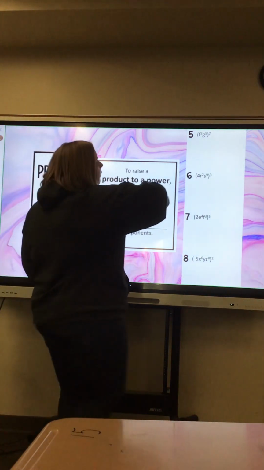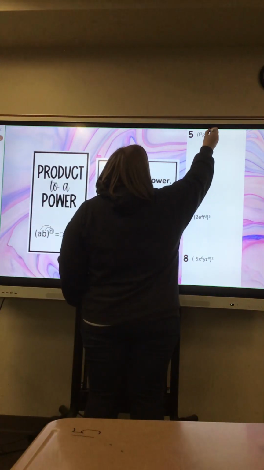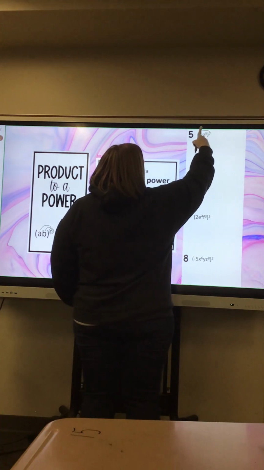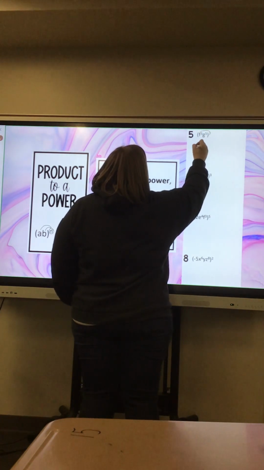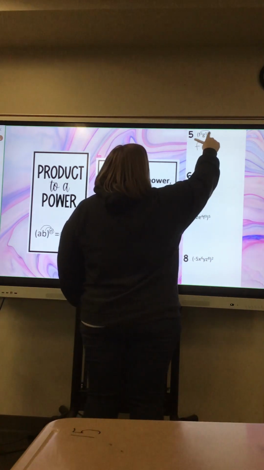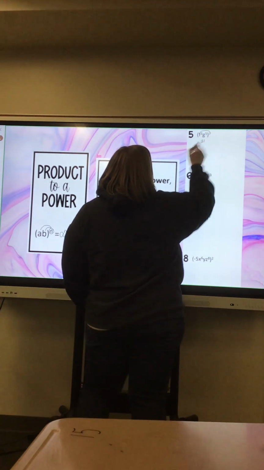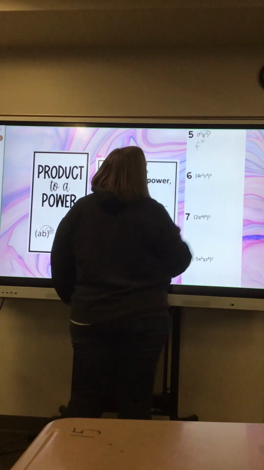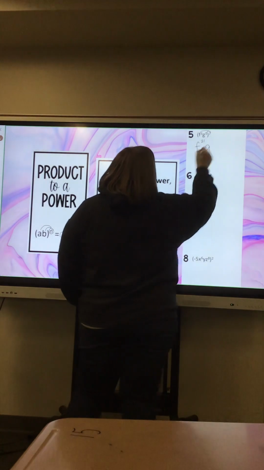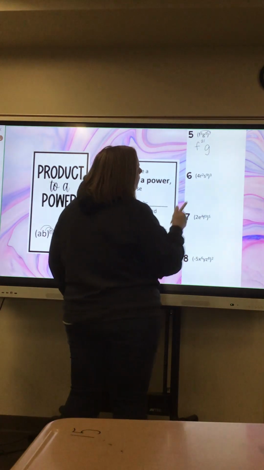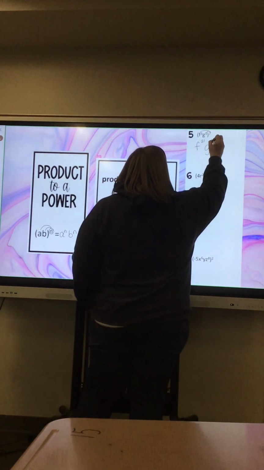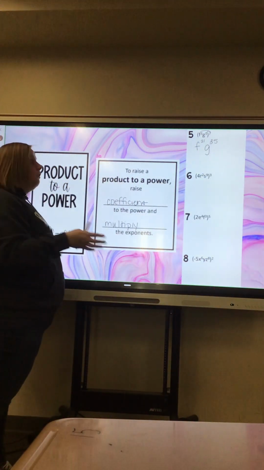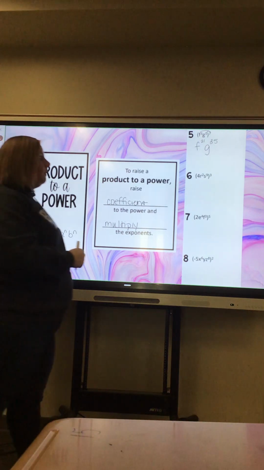So on number 5, 7 has to be given or distributed to f to the 3rd. So we multiply those exponents but keep our base. So f comes down. 3 times 7 is 21. And then I have to give the 7 to the g also. So my g comes down, and now it's 5 times 7, and that's 35. So that outside exponent has to go to everything inside those parentheses.